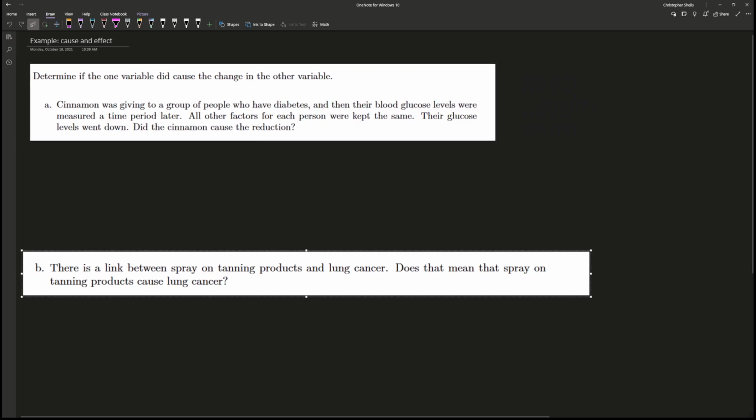Next up, let's look at some of these cause and effect examples. Let's determine if one variable did cause the other, or did cause the change in the other variable. Cinnamon was given to a group of people who have diabetes, and then their blood glucose levels were measured a time period later. All other factors for each person were kept the same. Their glucose levels went down. Did the cinnamon cause the reduction?